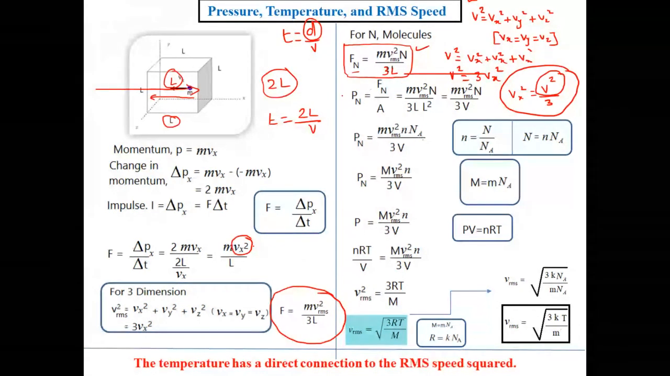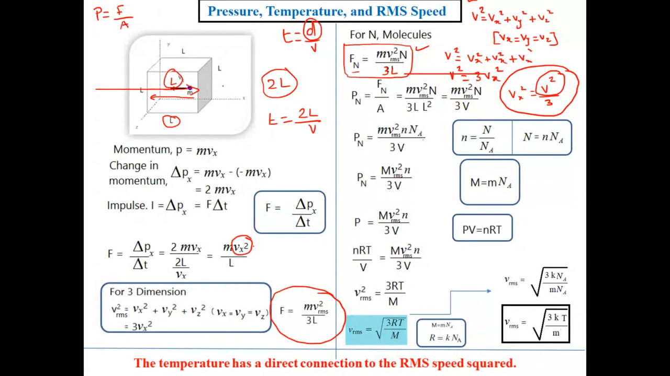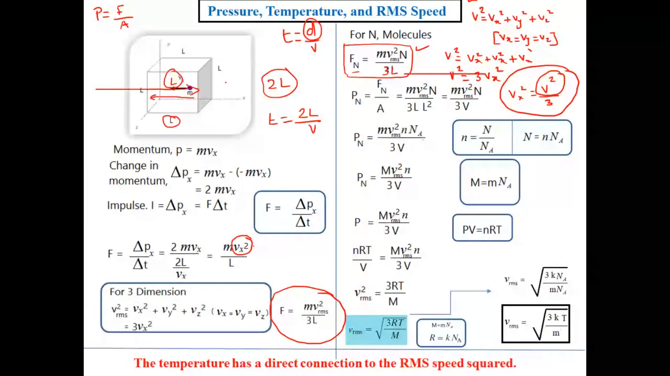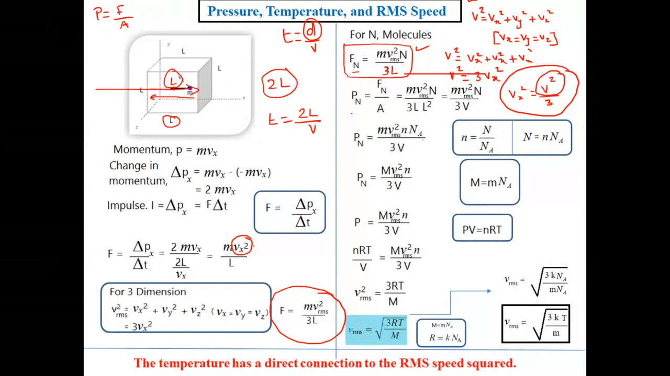Now I am going to find the pressure from this force. We know the formula for pressure. What is the formula for pressure? Pressure is equal to F over A. Yes. So pressure for n number of molecules is equal to force for n number of molecules divided by area. What is my force for n number of molecules? This equation. So you take this Fn and substitute here. When you substitute, you will get this equation.